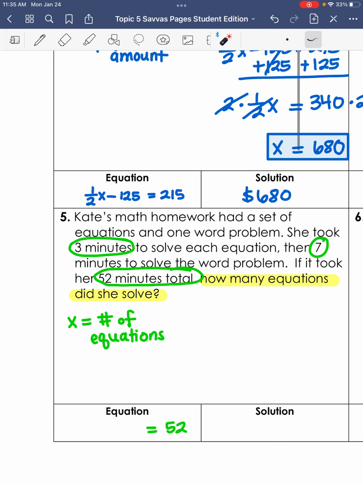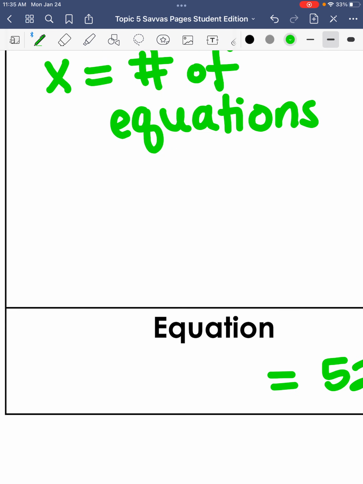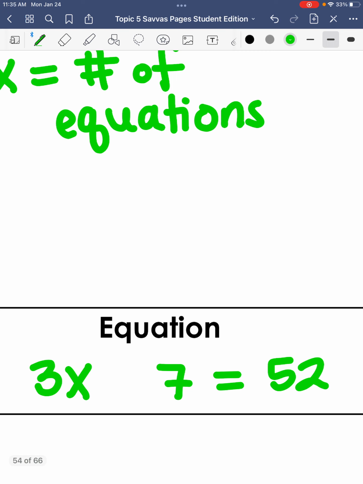Okay, so that means I'm going to need a 3 and a 7 and a variable to go over here. So 3 or 7, which one of those should be attached to my variable? Well, if you read it carefully, she took 3 minutes to solve each equation. So that means that 3 needs to be attached to my variable. So I'm going to have 3x, but she also spent 7 minutes to solve the word problem. And altogether, when I combine that, I get 52 minutes. So I need to add these two together.